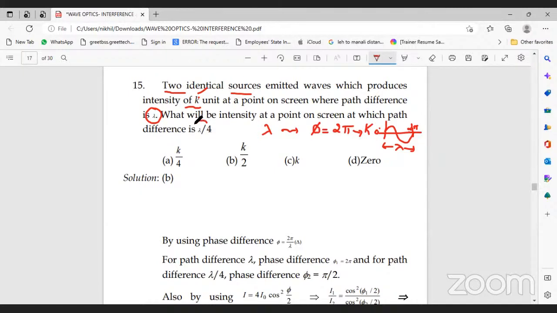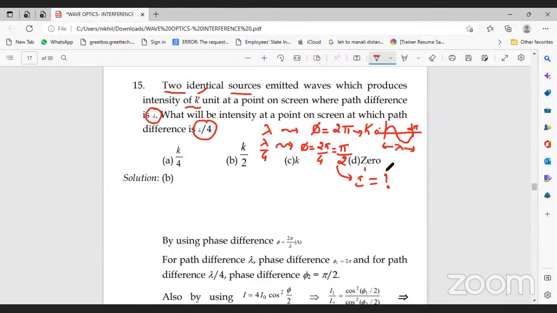Now they are changing the path. What is the path? Lambda by 4. For lambda by 4, what is the phase? 2 pi by 4, which means pi by 2. Pi by 2. For this phase, what is the intensity?